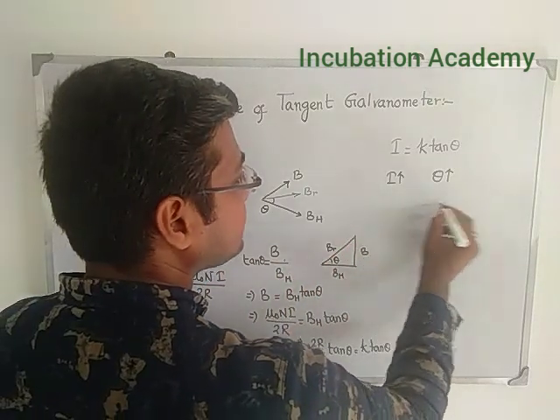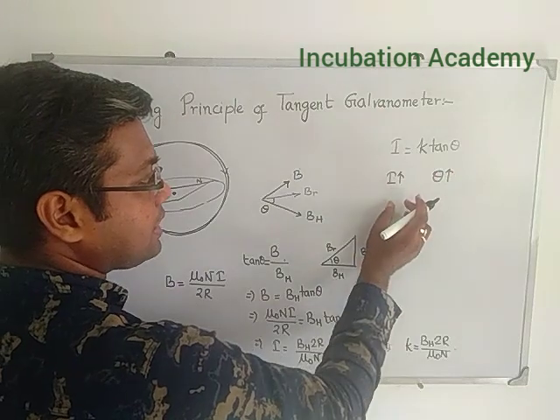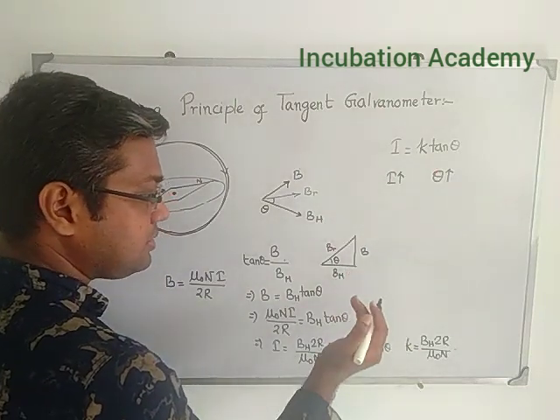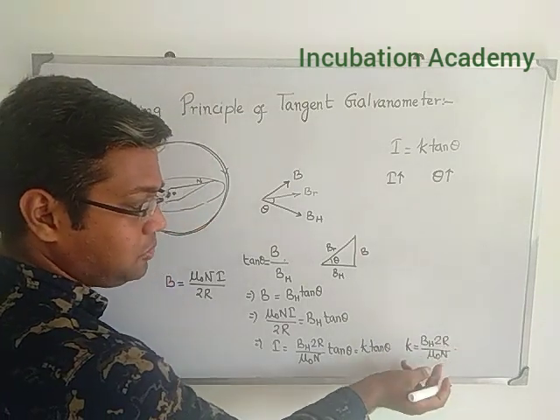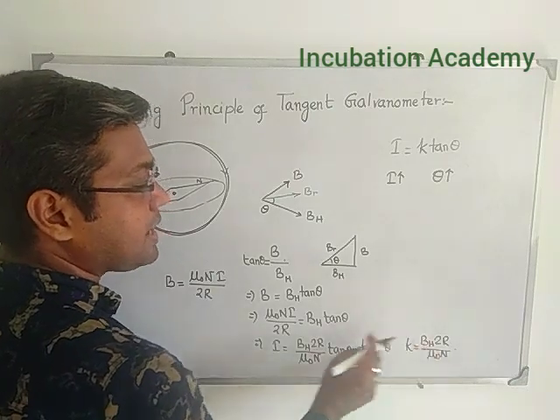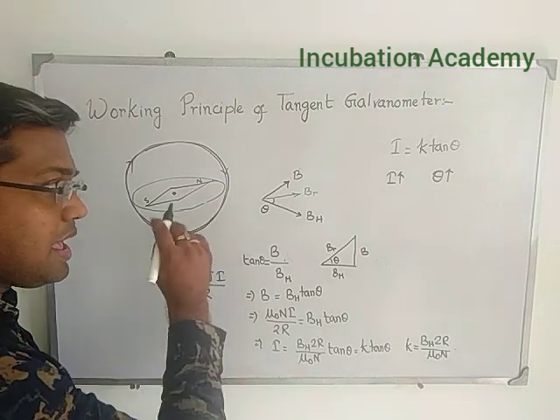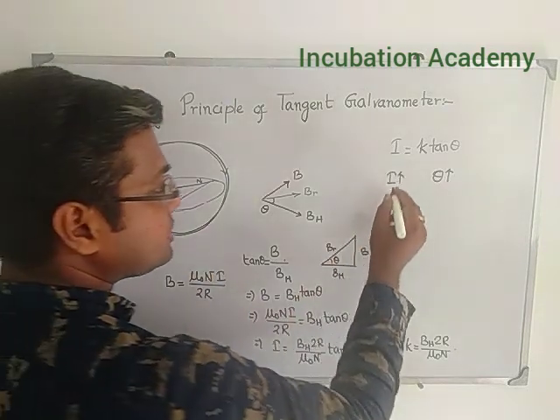We get several sets of data, and from this data we get the value of K. When we find the average value of K, by putting in the radius of the coil that is known to me and the number of turns of the coil which is known to me, I can easily find out the horizontal component of the magnetic field at that particular position. This is the working formula.